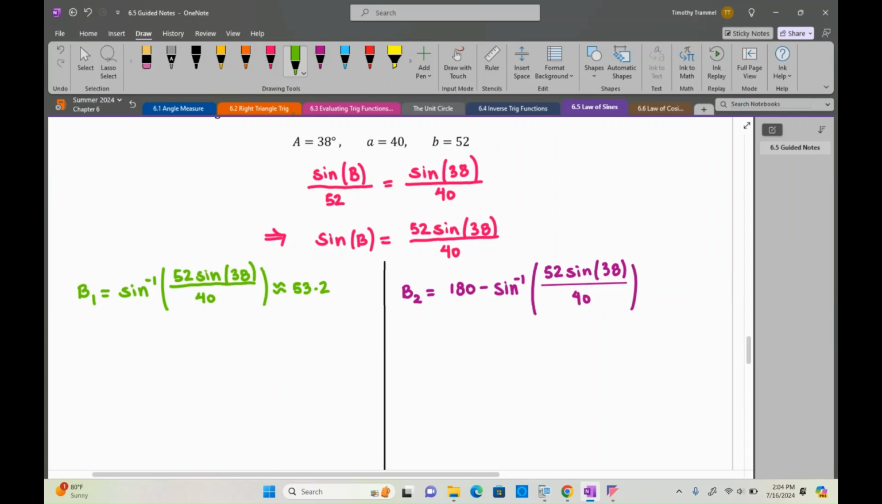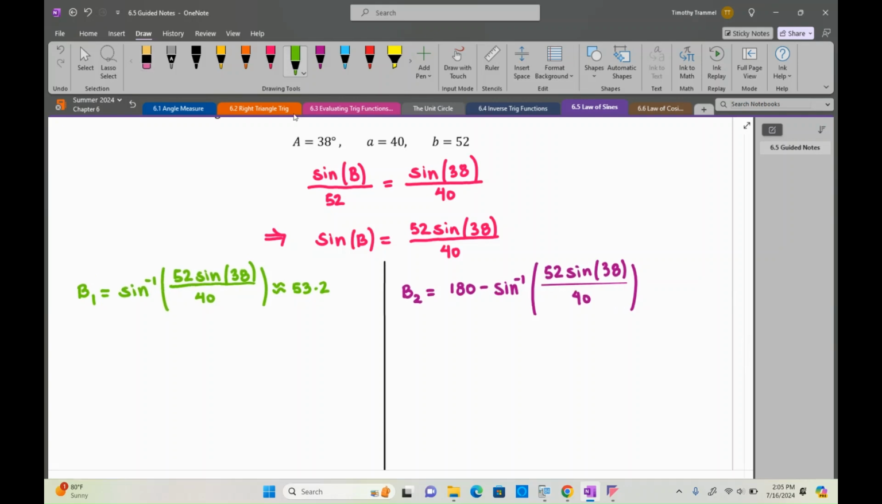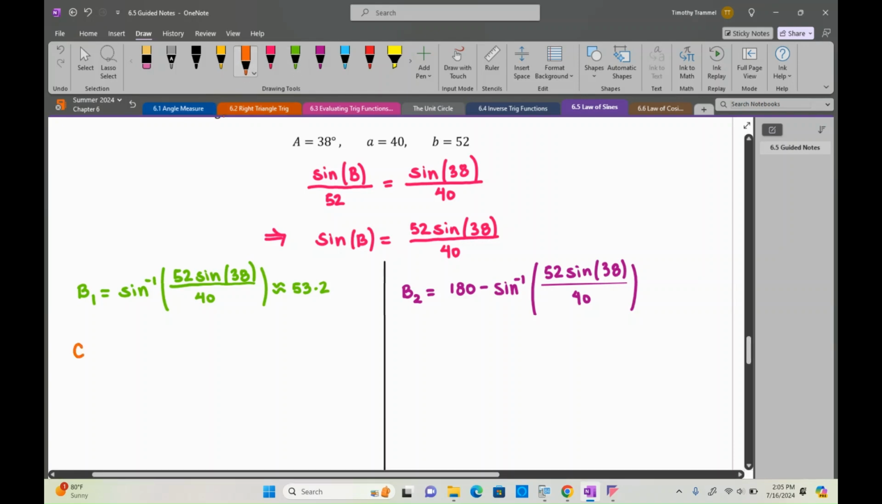Next, we're missing little c and big C. We don't have either one of those. But do note that we do have B now. So if we do 180 minus A minus B, we will get big C. So let's try that. Big C, which I'm going to call C1, should be equal to 180 minus B1 minus A, which is 38.